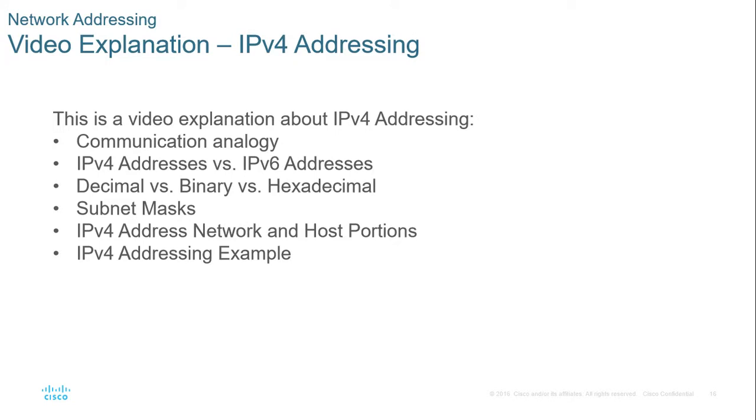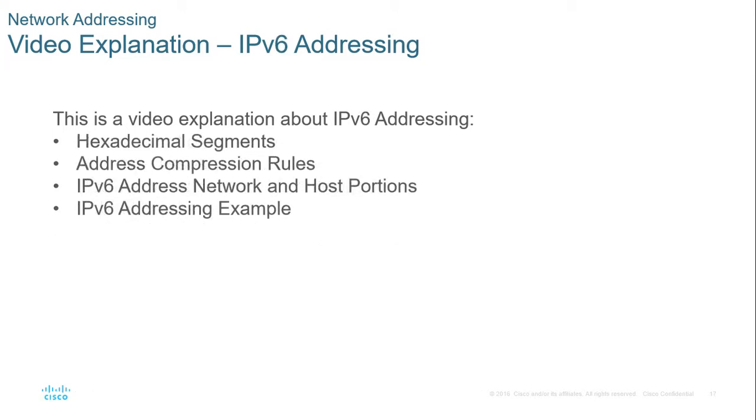And there's also a video that explains the difference between IP version 4 and IP version 6, the difference between decimal, binary, hexadecimal, subnet mask, IP address, network, and host portions. If you have 192.168.8.1 as an address, what part is for the network and what part is given to the end devices, the endpoint devices? Also for IP version 6 addressing, the hexadecimal segment and the compression rules, because IP version 6 is actually very long.